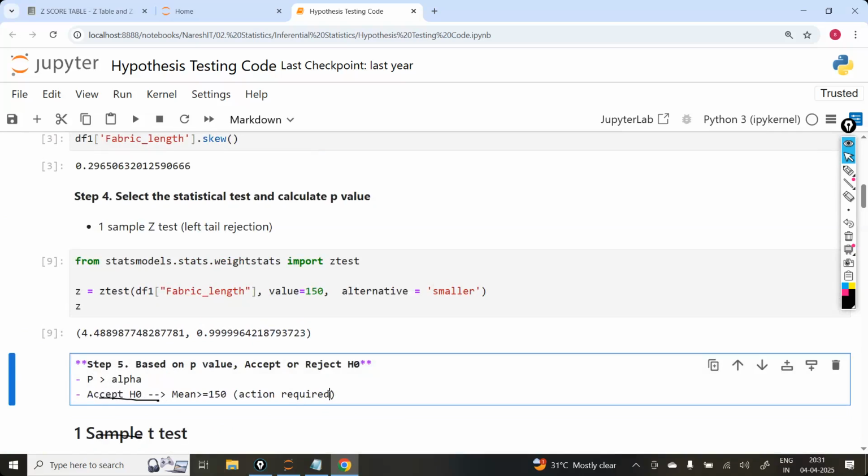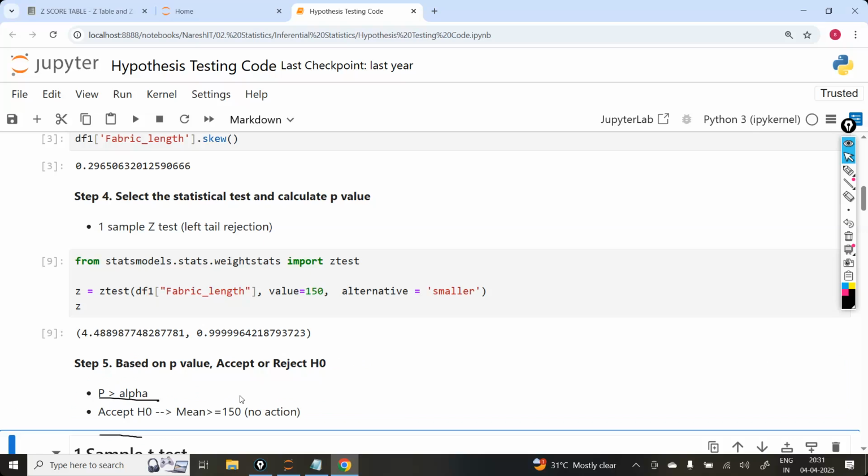Continue. For us, not a problem. I'm not going to take any action. Since you are giving them more than 150, for us, not a problem. The inspector is not going to take any action.